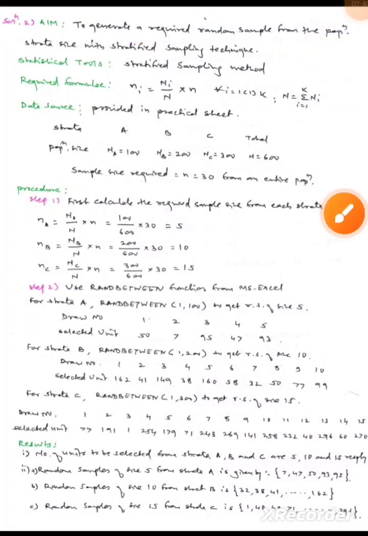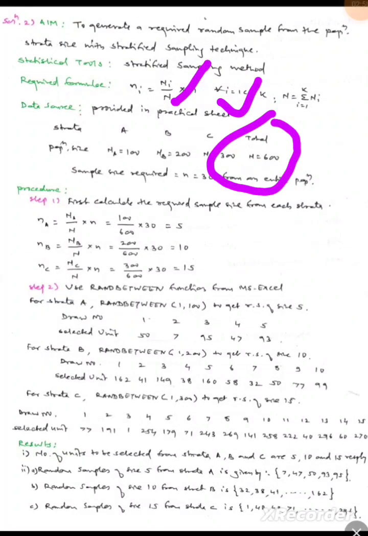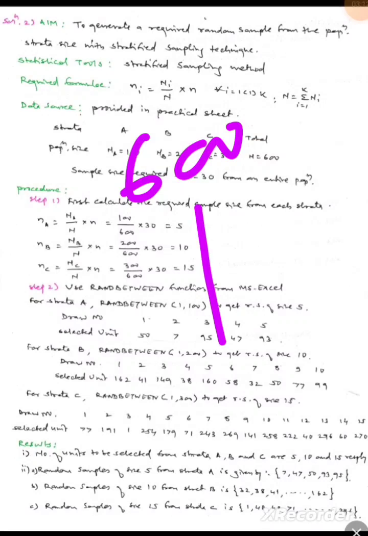So what we have to do in this case? In the first strata there are 100 students. In the second strata there are 200 students. And in the third strata C there are 300 students. So the total number of students is 600. Since I have a population of size 600, from this 600 I want to take a random sample of size 30.